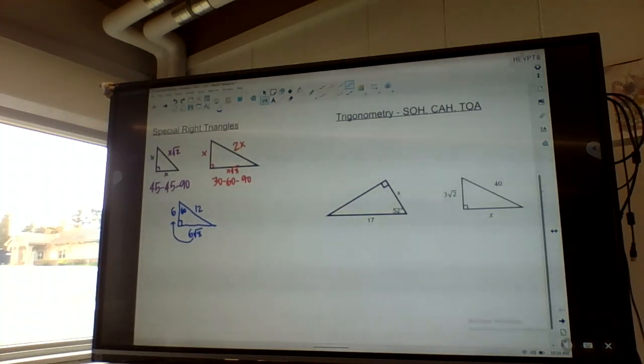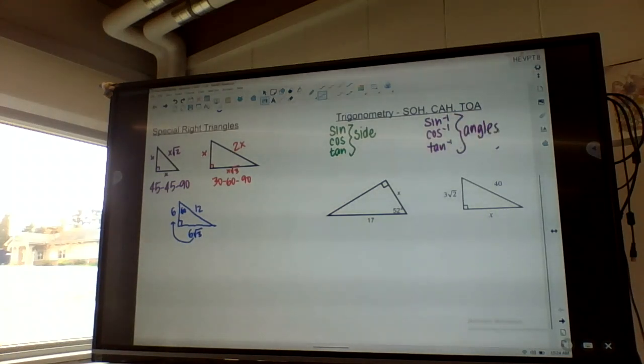So what we learned with SOHCAHTOA was we kind of learned two different things with that. We learned that in order to find a side, we'd use the sine, cosine, and tangent. So this is defined as side. But then we learned there were these other buttons right above the sine, cosine, and tangent that were the inverse sine, inverse cosine, and inverse tangent. Do you guys remember what they help us find? Angles. So if we need an angle, the inverse is our go-to.